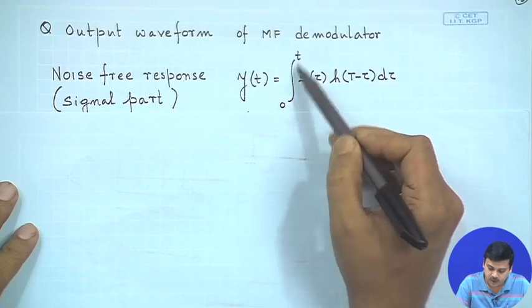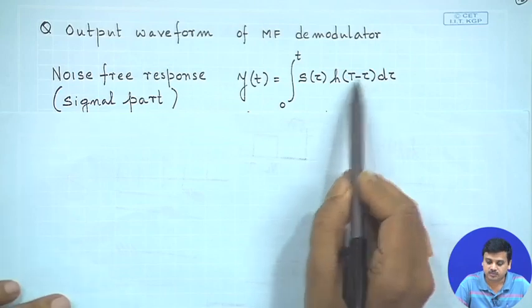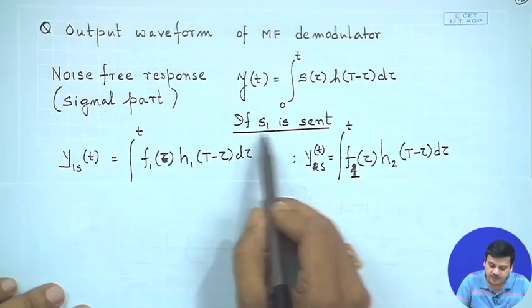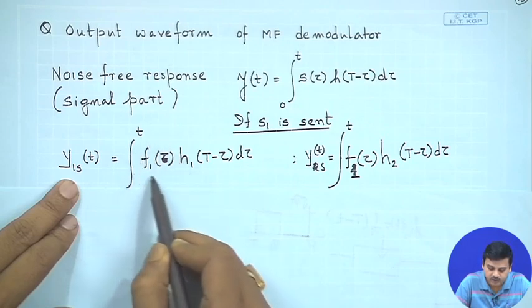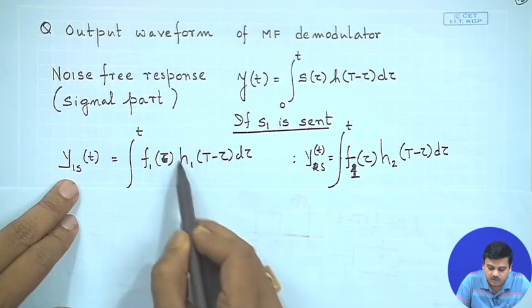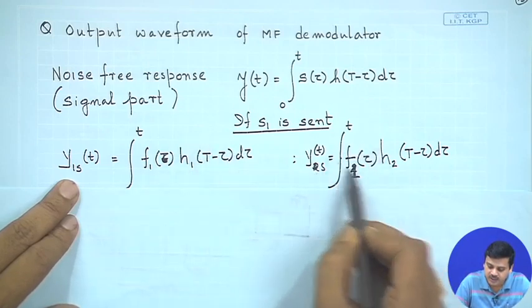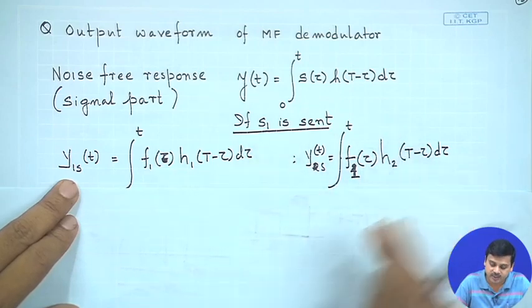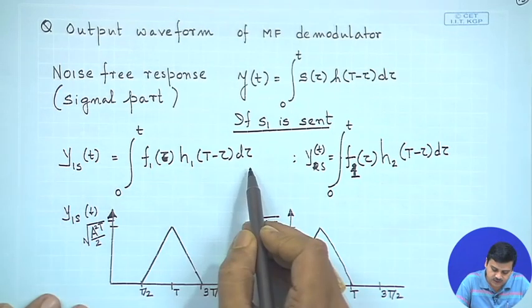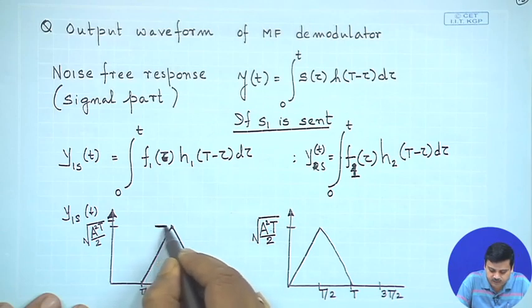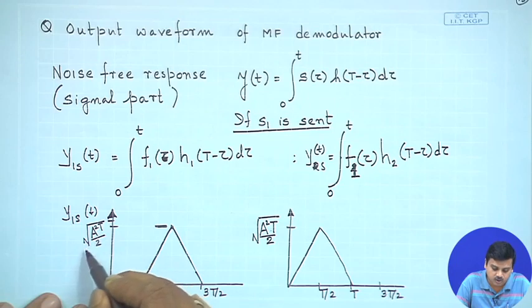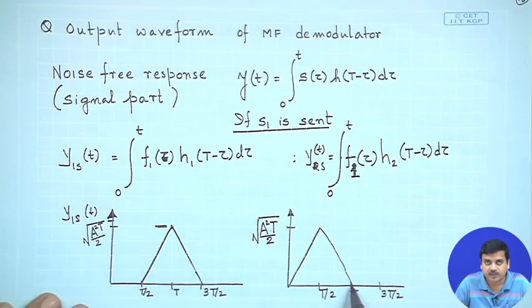It is the outcome of the convolution, the integral from 0 to T of s(tau) h(t - tau), because this is convolution. So, if s1 is sent, y1(t) will be the output of the first matched filter, that is, the signal that is sent convolved with this one, and the output of the second matched filter would be the signal that is sent convolved with the second matched filter, right. If you work it out, the first matched filter will give you an output like this, and the second matched filter will give you an output like this. When sampled at t equals capital T, the first matched filter gives a maximum value, which is the square root of A squared T by 2, whereas the output of the second matched filter will be 0.